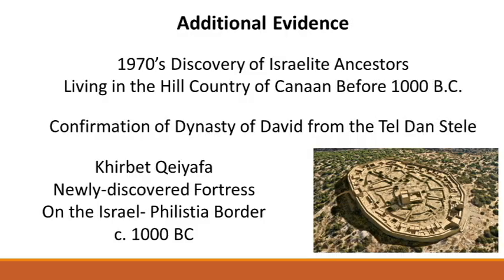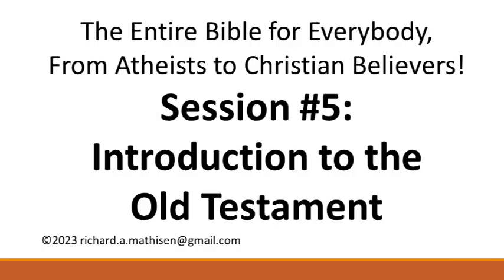Additional evidence includes the 1970s discovery of Israelite ancestors living in the hill country of Canaan before 1000 BC, the confirmation of the dynasty of David from the Tel Dan Stele, and the finding of Khirbet Qeiyafa, a recently discovered fortress on the Israel-Philistine border about 1000 BC.